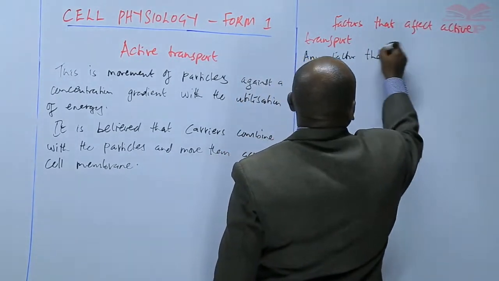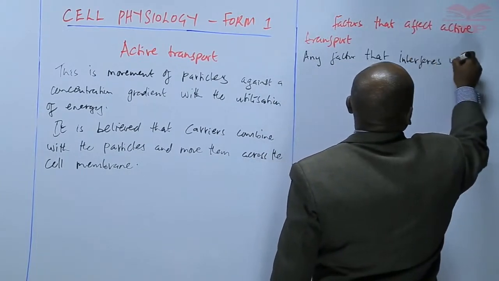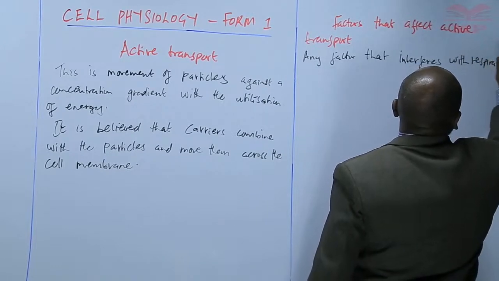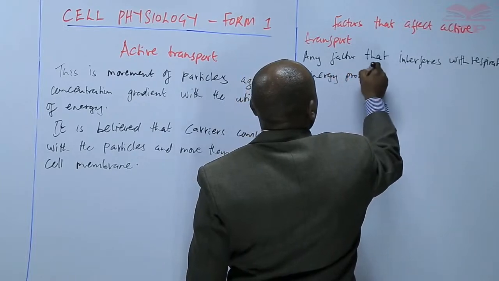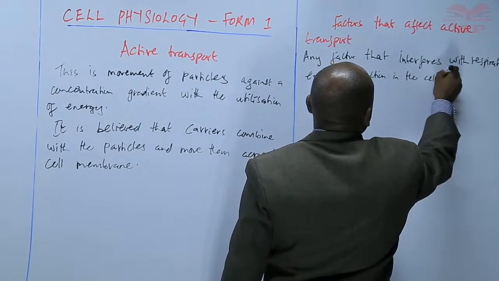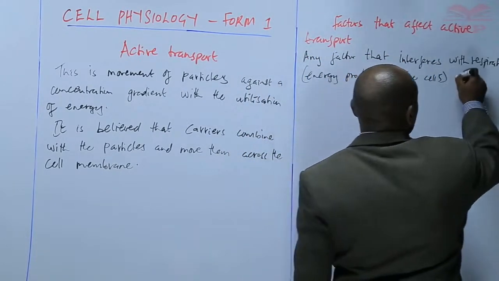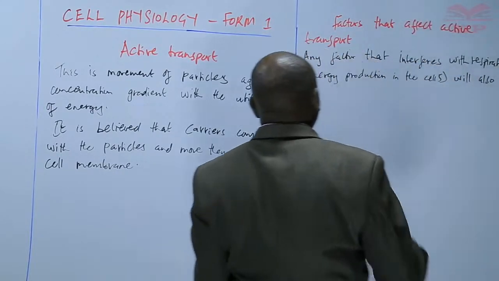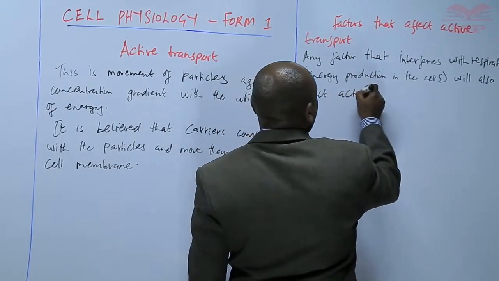So you can say that any factor that interferes with respiration, that is energy production in the cells, will also interfere or will also affect active transport.